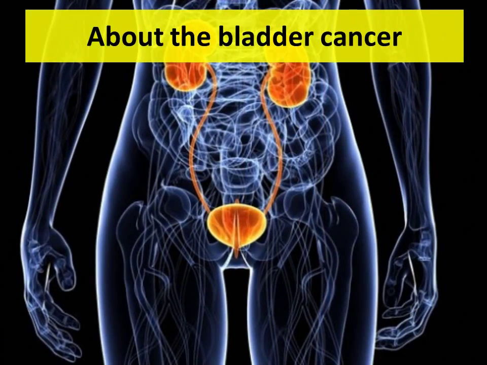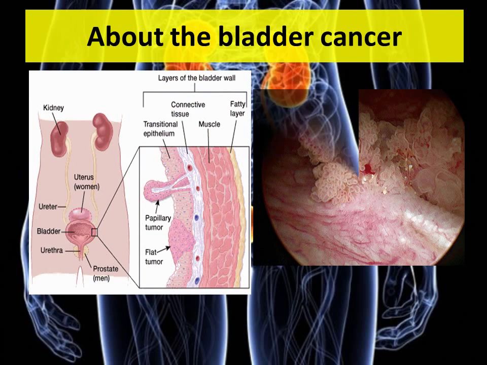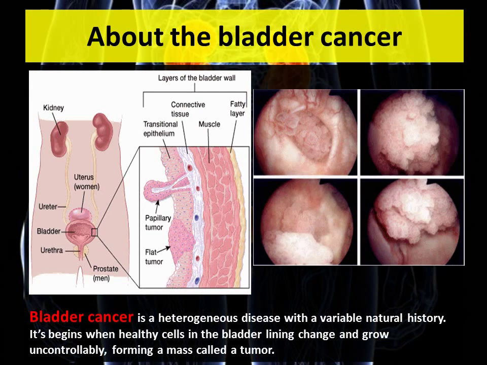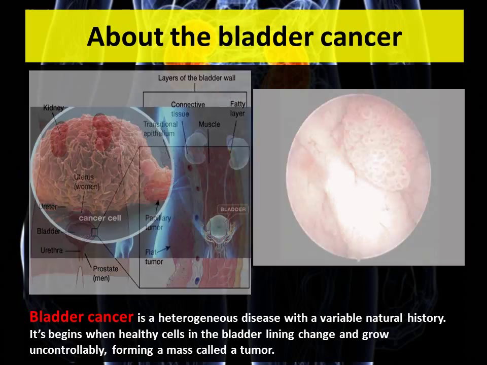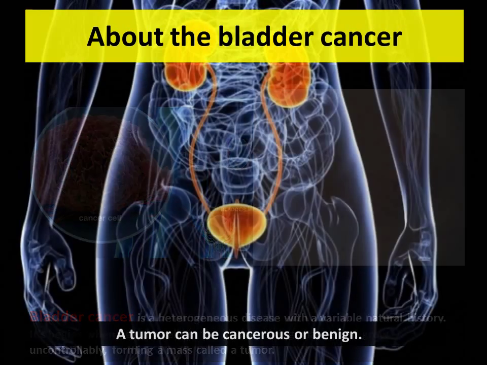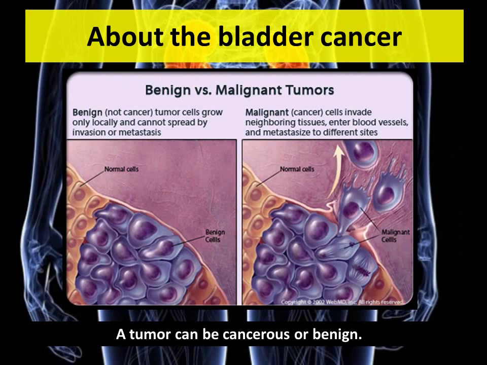About bladder cancer. Bladder cancer begins when healthy cells in the bladder lining change and grow uncontrollably, forming a mass called a tumor. A tumor can be cancerous or benign. A cancerous tumor is malignant, meaning it can grow and spread to other parts of the body. A benign tumor can grow but does not spread.